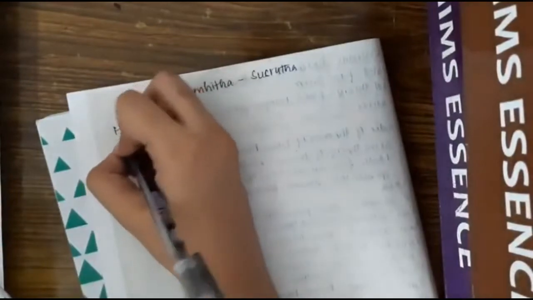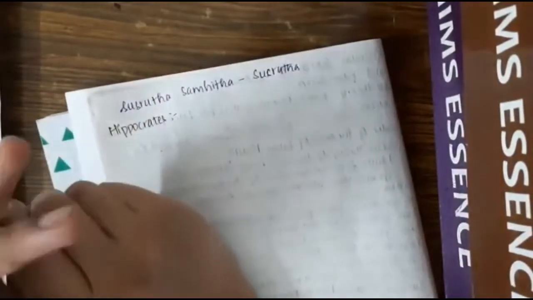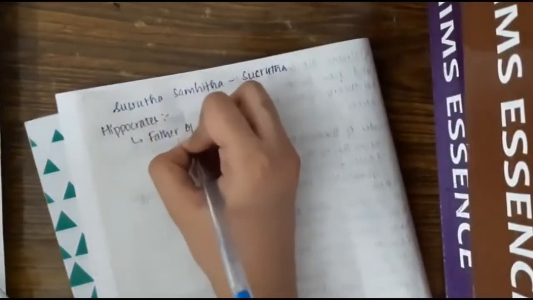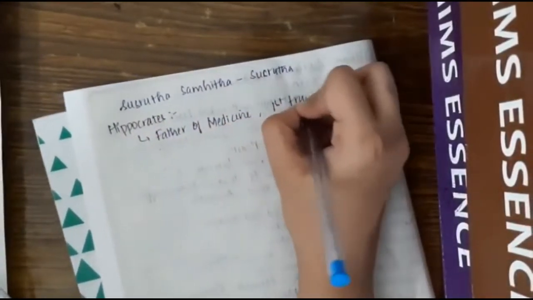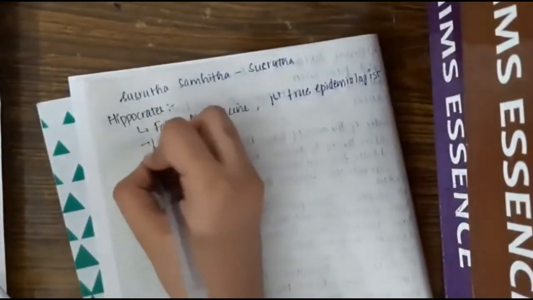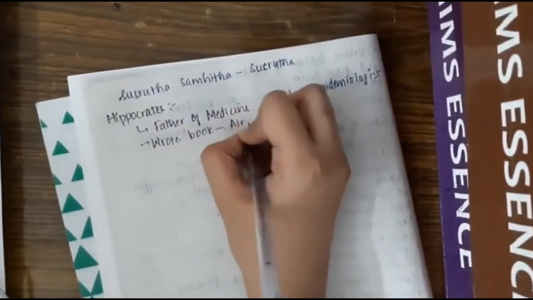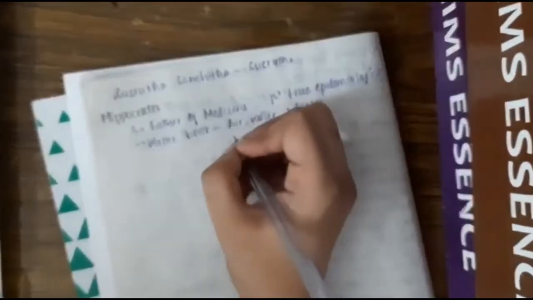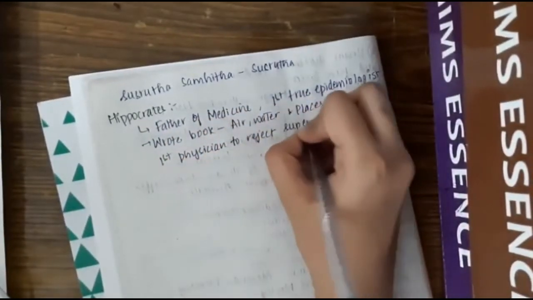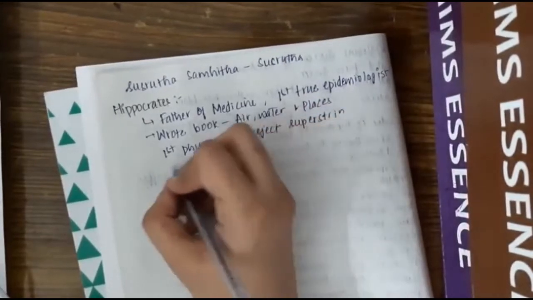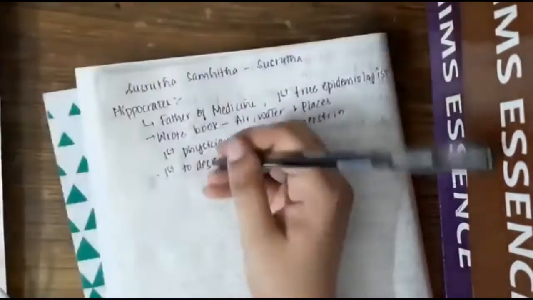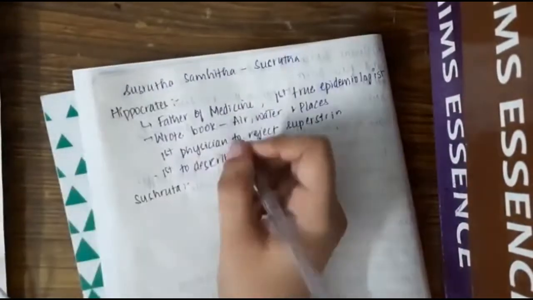Now, some important points about Hippocrates. Hippocrates is regarded as father of medicine, and he is the first epidemiologist. First true epidemiologist is Hippocrates. Hippocrates wrote the book Air, Water and Places. He is the first physician to reject superstitions. He is also the first to describe clubbing.